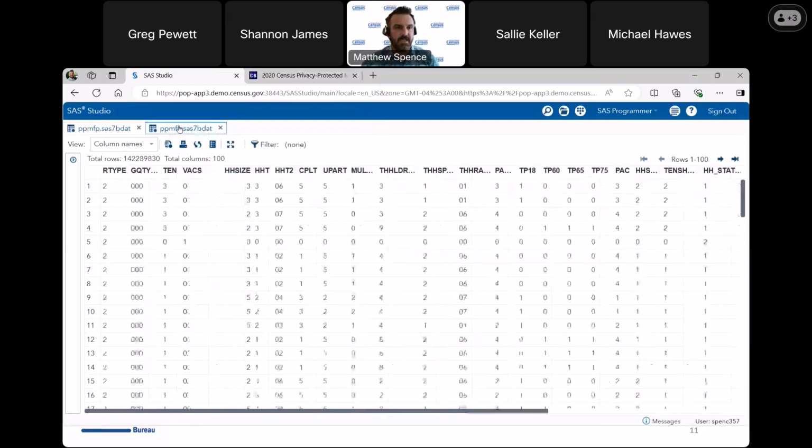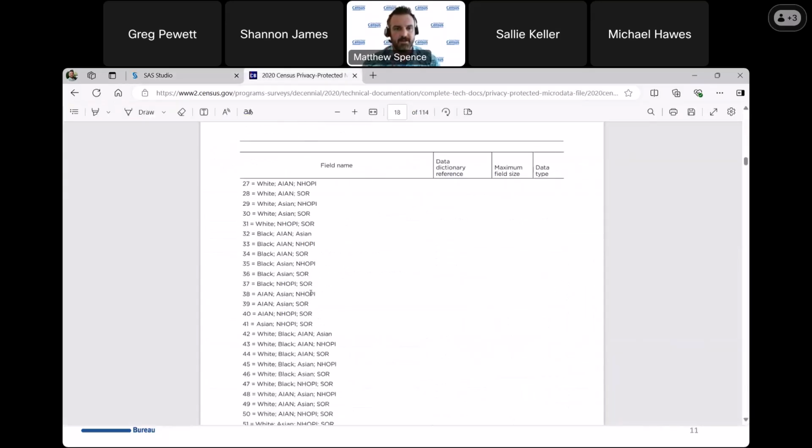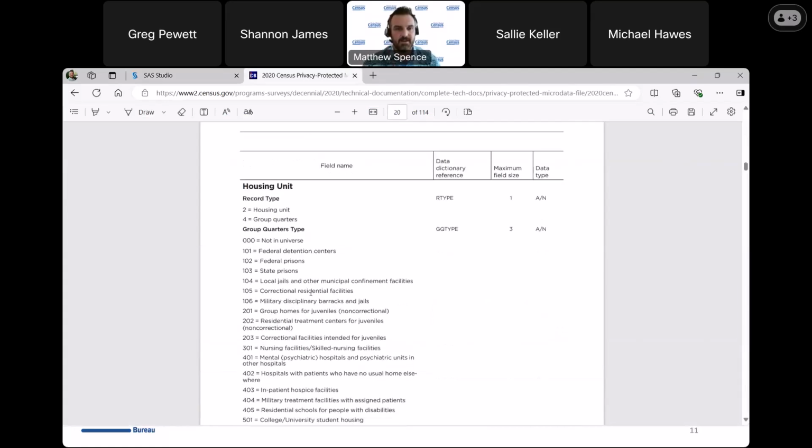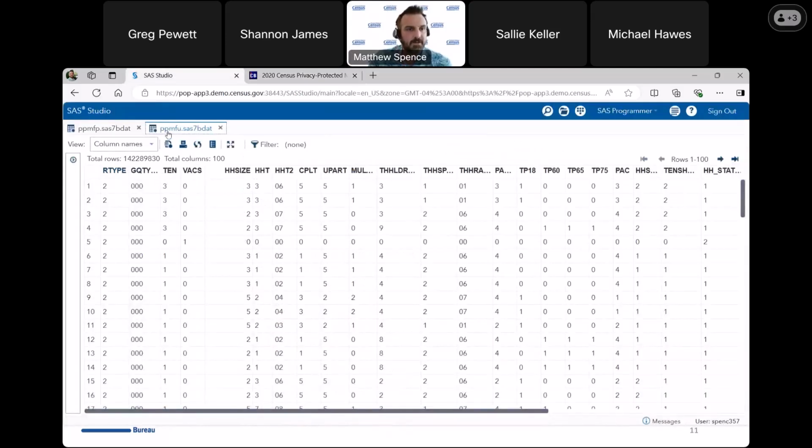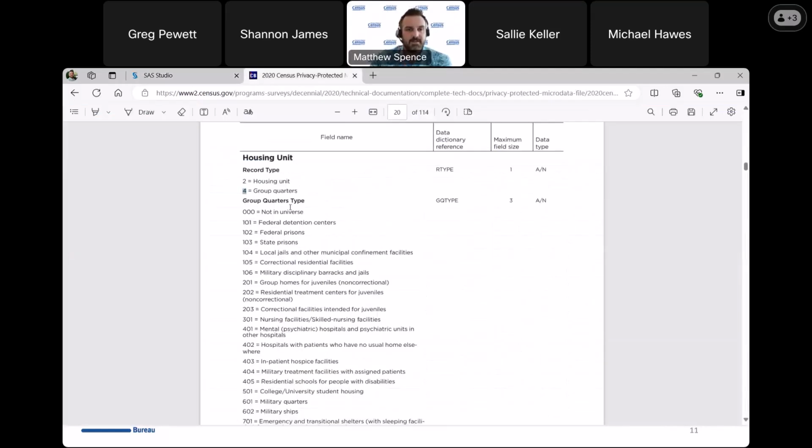Likewise, you can do the same thing for the unit file. Again, the unit file is just going to be a little bit further down in this data dictionary. Here's the housing unit. And here we've got record type. Here we don't use 3 and 5. We use 2 and 4, just so everyone remembers. I'm looking at housing units, not people in housing units or people in GQs. So housing unit 2. So you could say, okay, now we're on the unit file. R type 2, this is a housing unit. 000 GQ type makes sense.